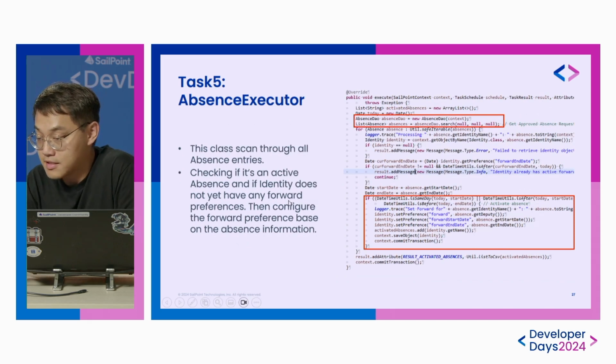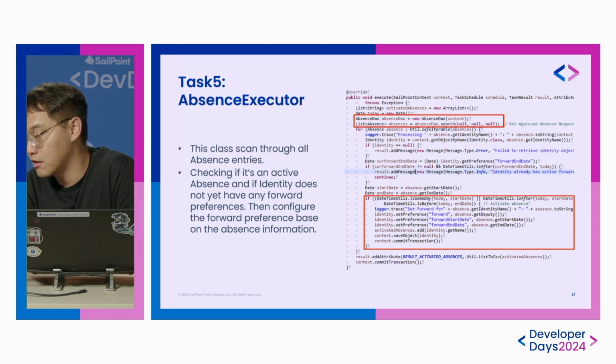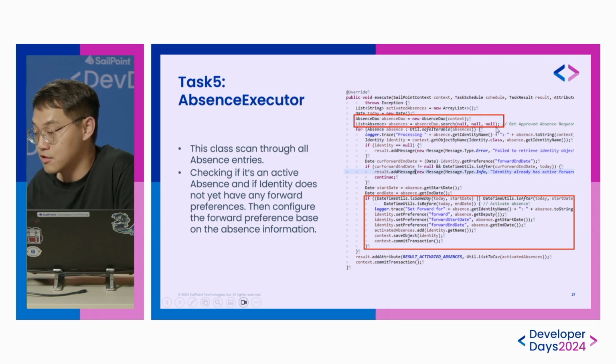So this is an absence executor. Basically, this executor will scan through all the absence records in the database. If we don't provide any filter, and we don't provide any pagination or sorter object, then it will scan through all the records. And if it's an active absence record, then we'll set up the default user preference for that identity.